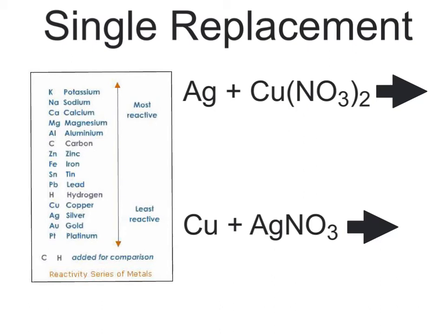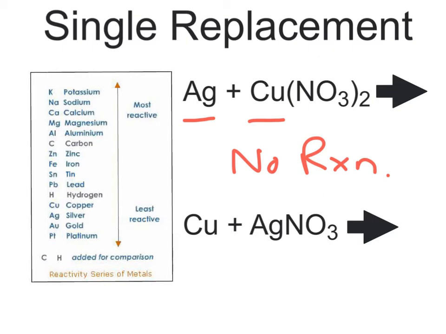So if we take a look at our example here, our single element is silver. Silver is a metal, so it wants to replace the copper. If we look at our reactivity series of metals, we see that silver is less reactive than copper. Because of that, no reaction will occur. So we write no reaction.